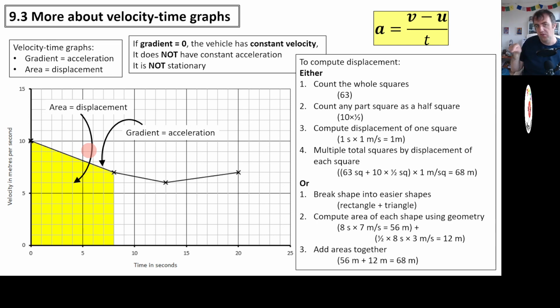We're accelerating towards the centre of the circle. Circular motion comes up when we talk about space in video 16, so I won't talk about too much more about that at the moment.